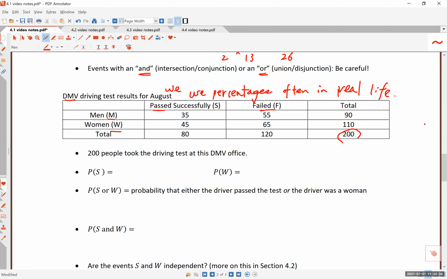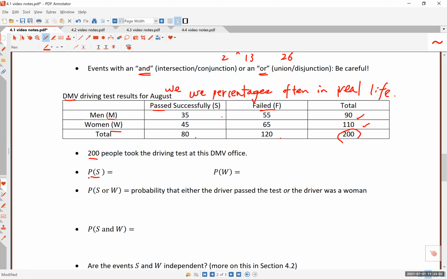All right. So for instance, you can ask, how many men took this test? It's 90, right? Because you can see that here. How many women? 110, total is 200. And you have 80 successful drivers and 120 who did not pass the test. And you have disaggregated data between men and women and so on, right? So 200 people took the test.